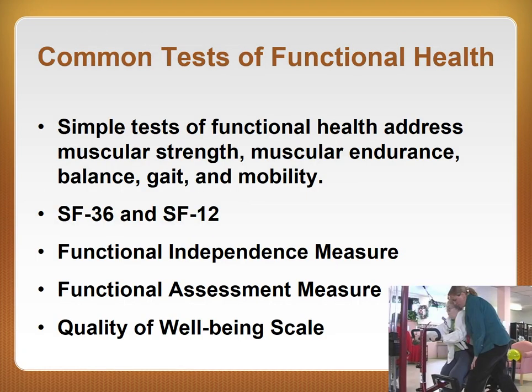Simple tests of functional health address muscular strength, muscular endurance, balance, gait, and mobility. They are best measured using tests that focus on self-assessment or the assessment of a third party like a physician or researcher. These tests do not isolate one aspect of functional health like a muscle or joint, but rather attempt to integrate observations into broad indexes of function. Some common tests are SF-36 long and SF-12 short, Functional Independence Measure, which measures physical and cognitive disability, Functional Assessment Measure, and Quality of Well-Being Scale.